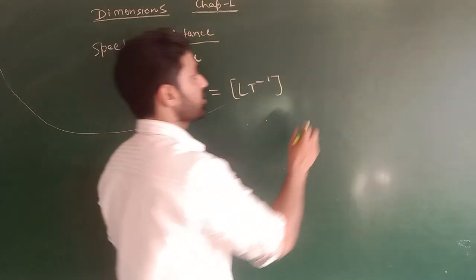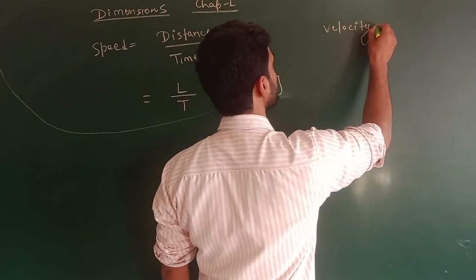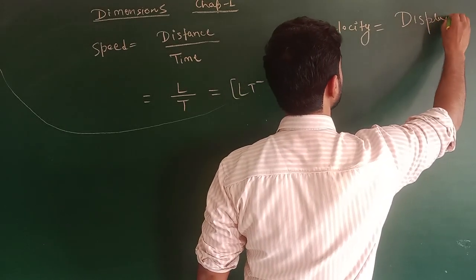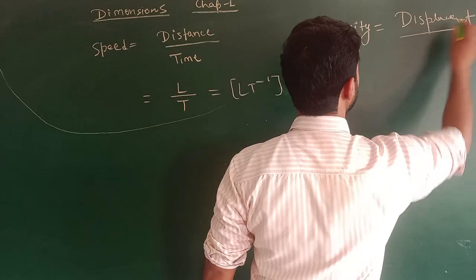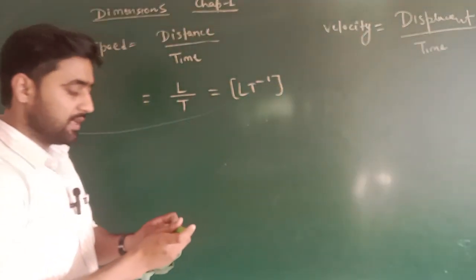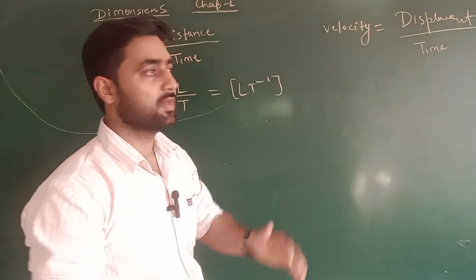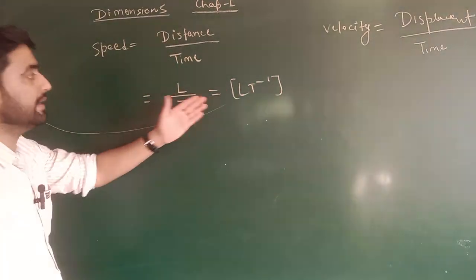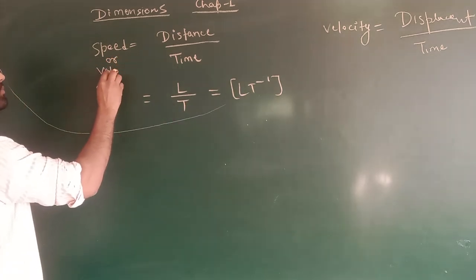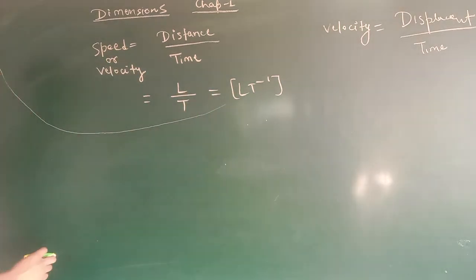And if we talk about velocity, velocity is also displacement upon time. Displacement is also a type of length only. So length upon time, again velocity has the same dimensional formula, that is L T minus 1. So speed or velocity, both have the same dimensional formula.